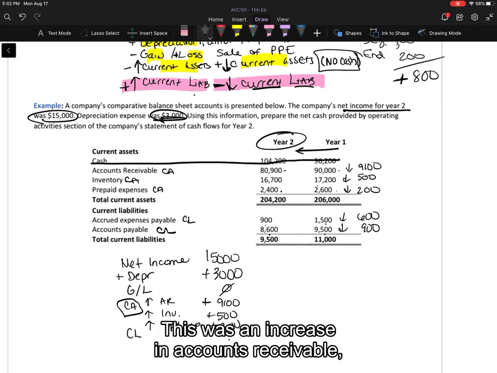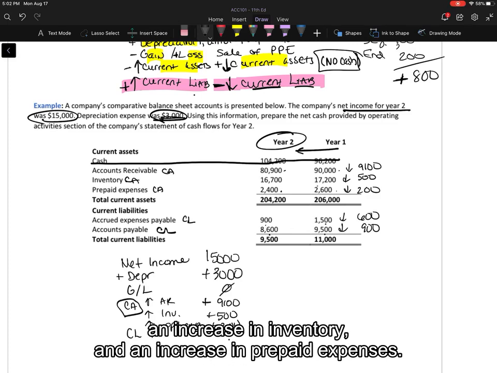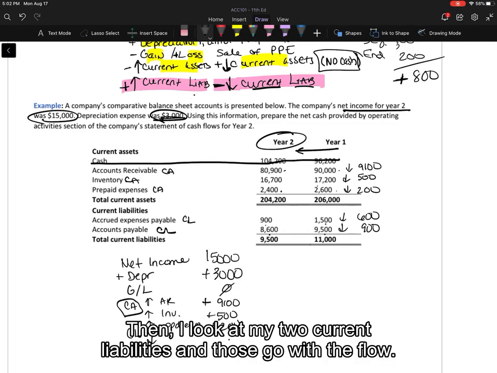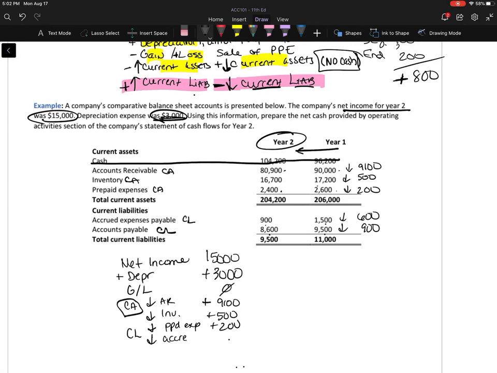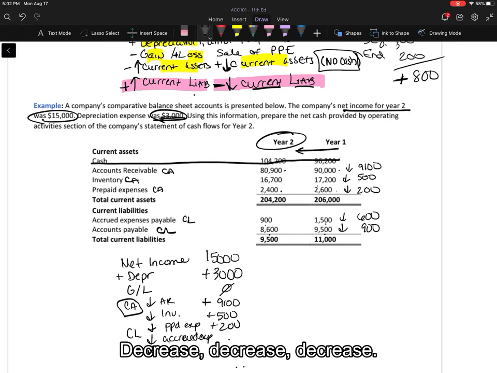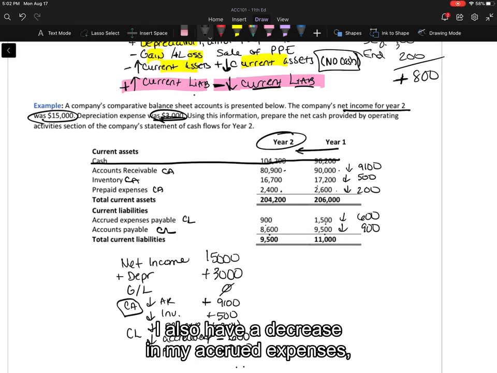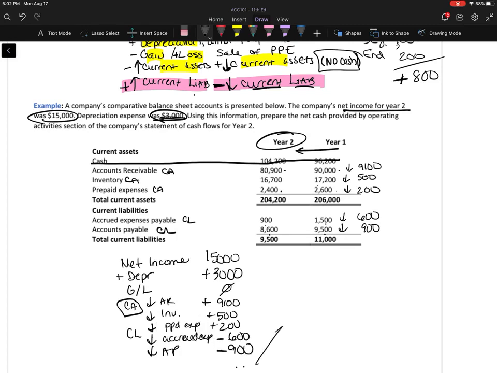This was a decrease in accounts receivable, a decrease in inventory, and a decrease in prepaid expenses. Then I look at my 2 current liabilities, and those go with the flow. These are all decreases. I have a decrease in my accrued expenses, and I have a decrease in accounts payable. So liabilities go with the flow.